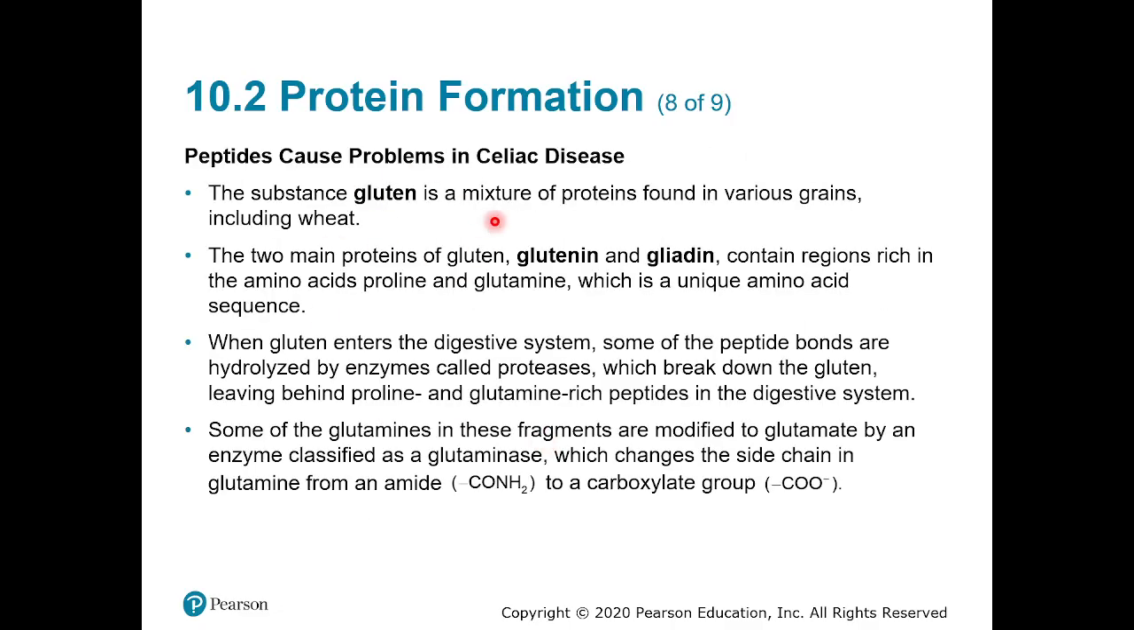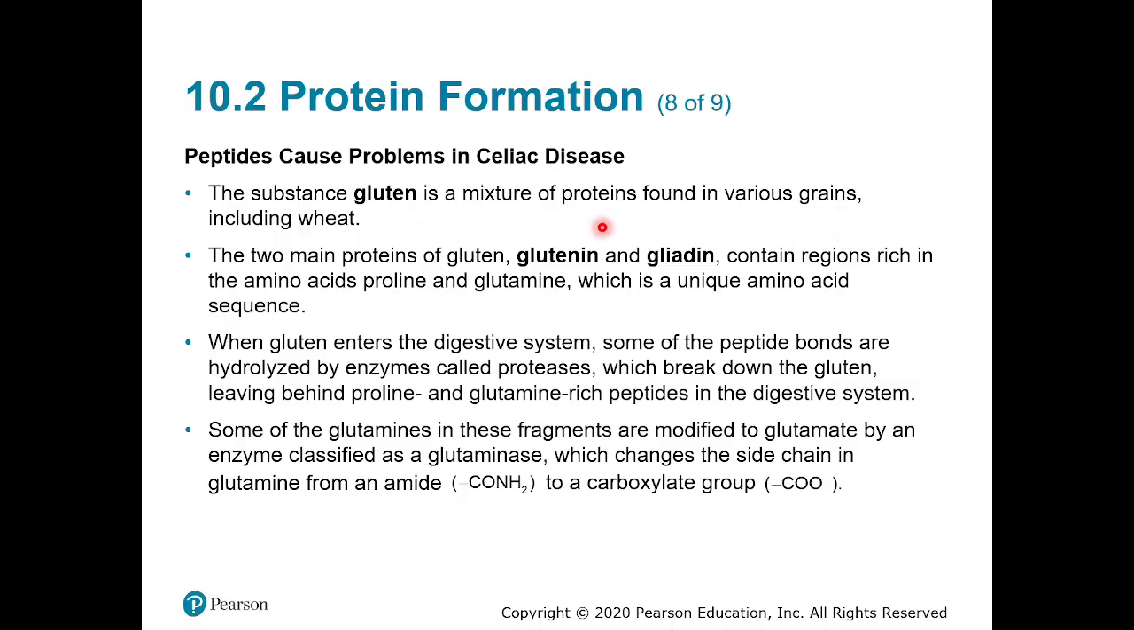So let's talk about some problems. Peptides can cause problems in celiac disease. The substance gluten, excuse me. Okay, so gluten can be a mixture of proteins found in various grains. They can include wheat, primarily used as a structural molecule so they can grow taller. Okay.